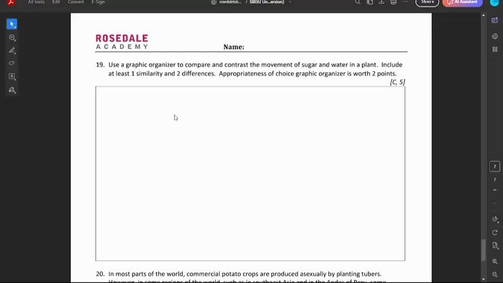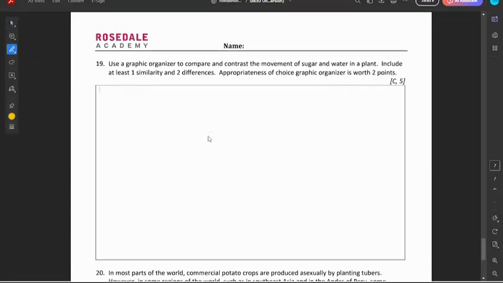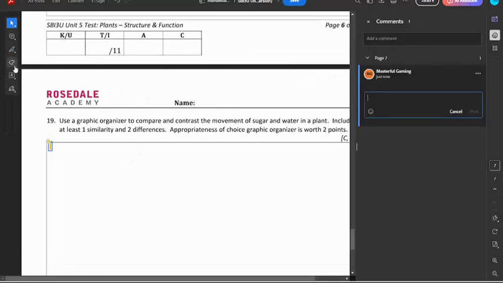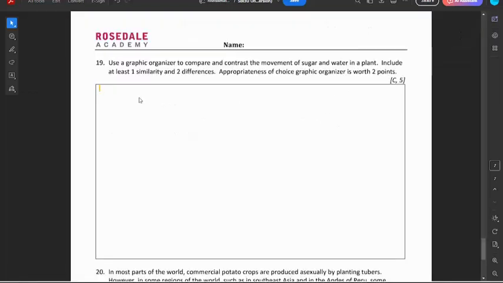Okay. Appropriateness of choice, graphic work. Okay. Awesome. So we will do, let's say, can I write on this? Well, I can. Okay. Can I? Okay. You know what? I'll leave it there.